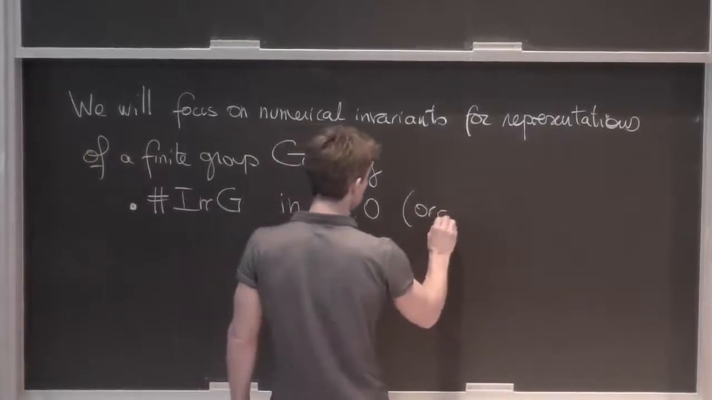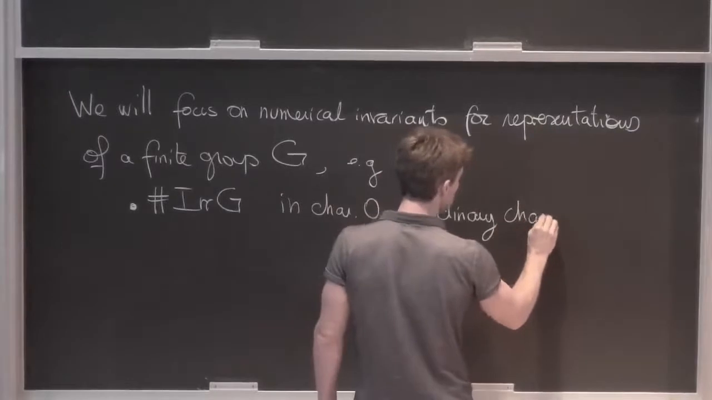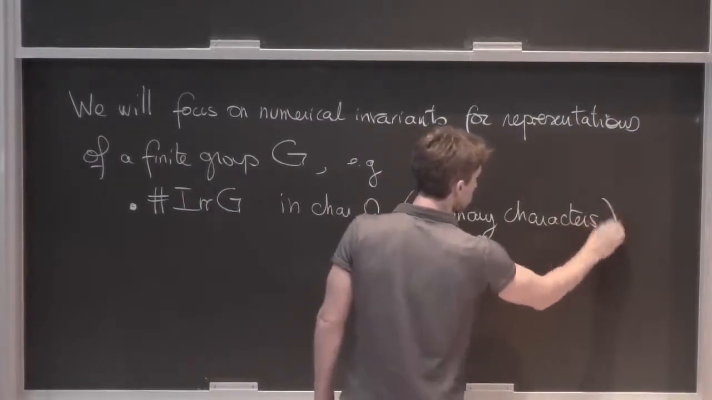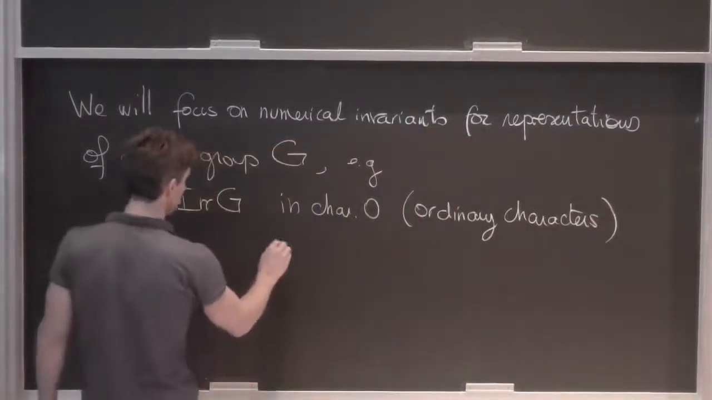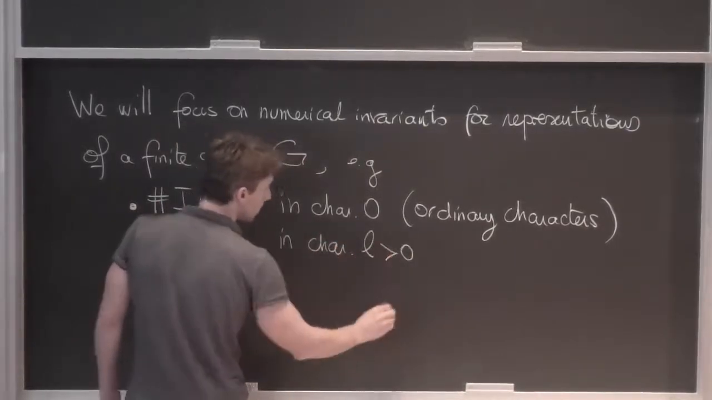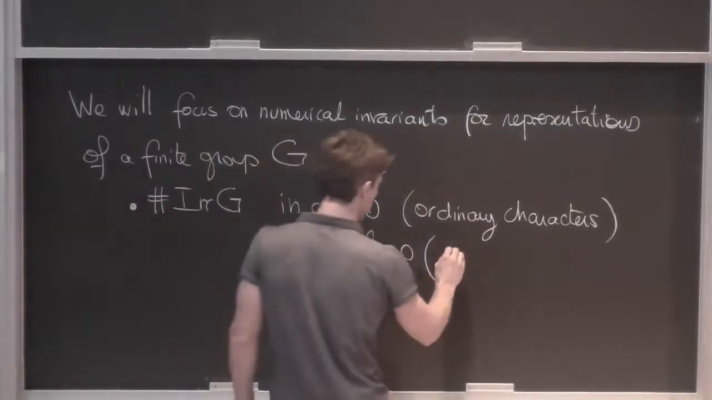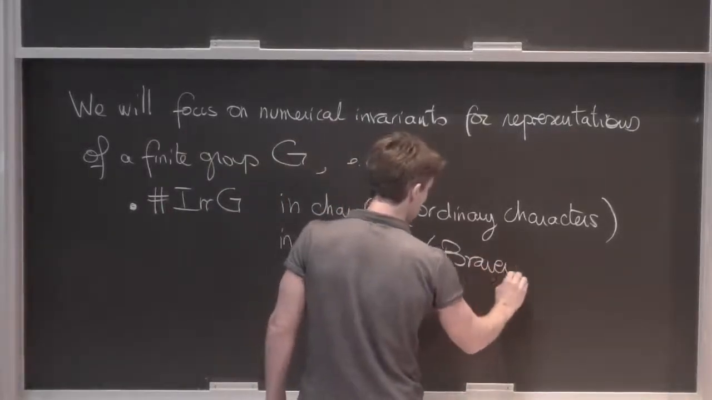So we usually talk about ordinary representations or ordinary characters in that case. But also in positive characteristic, characteristic L, and at least for the irreducible ones, talk about the Brauer characters.